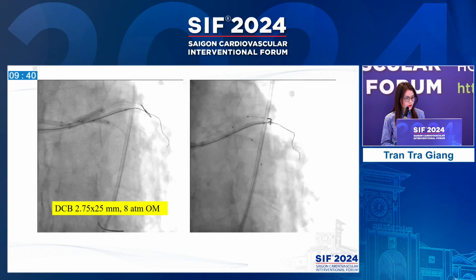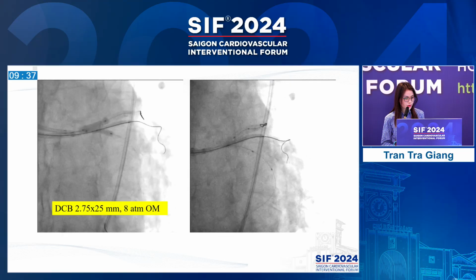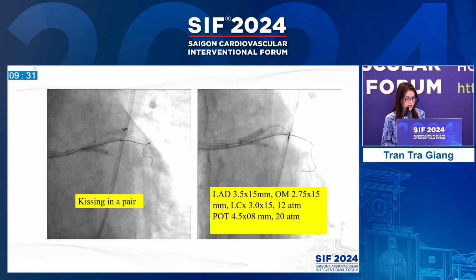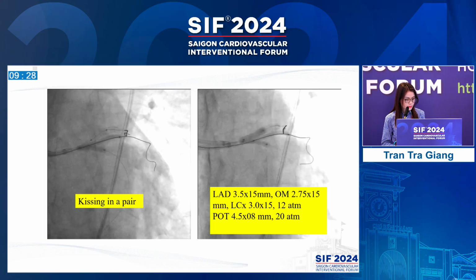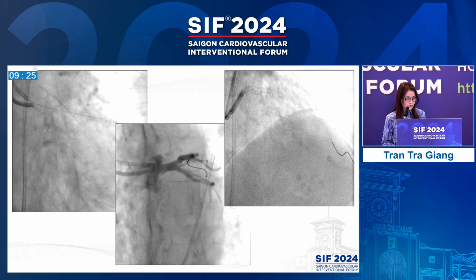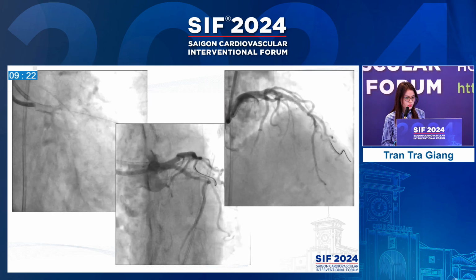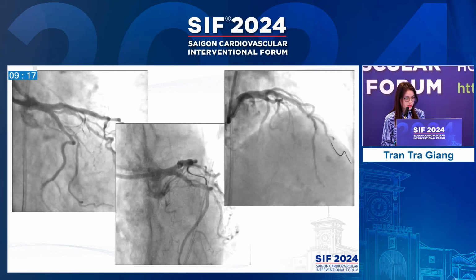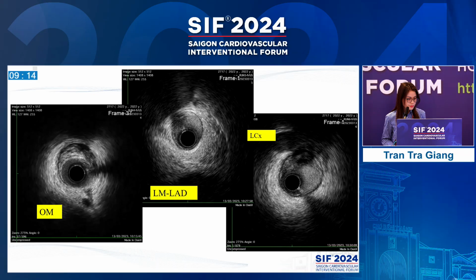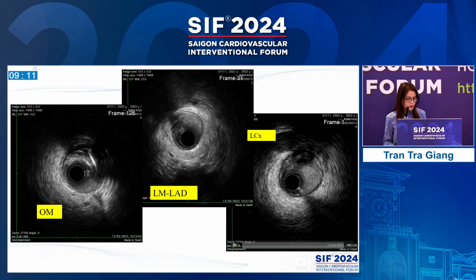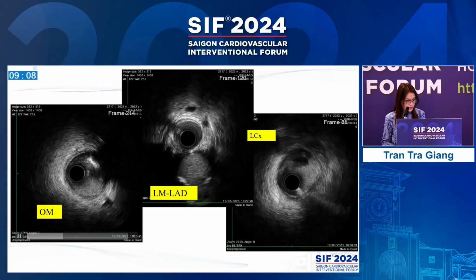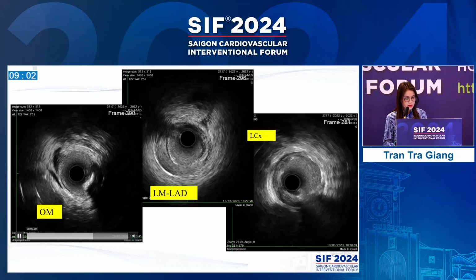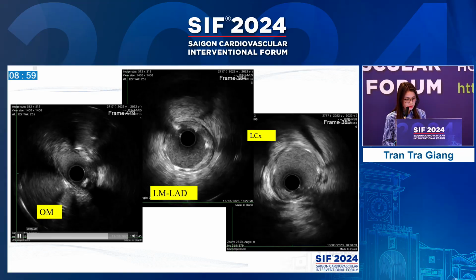Then a DCB 2.75 25 mm at atmospheres in the OM. After that, I did kissing in a pair, POT again. The final result was quite good. Until now, we have not had time to check the ECG of the patient again, but the patient is quite good, with no symptoms until now. The IVUS shows the ostium of the OM is quite good, acceptable, and the stent of the left main, LAD and LCX is very good.